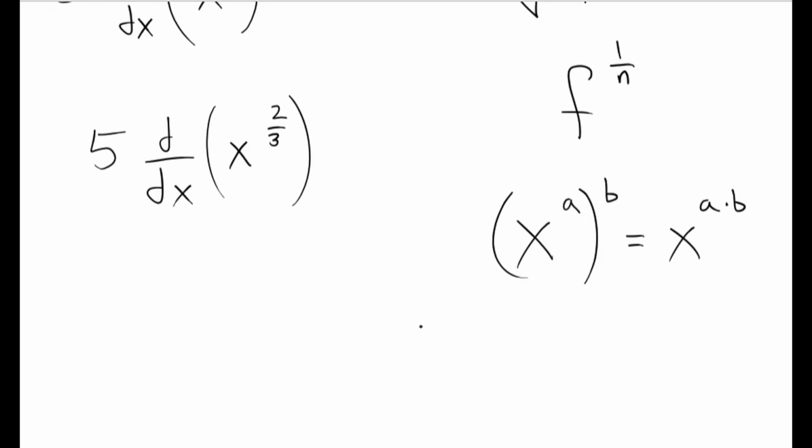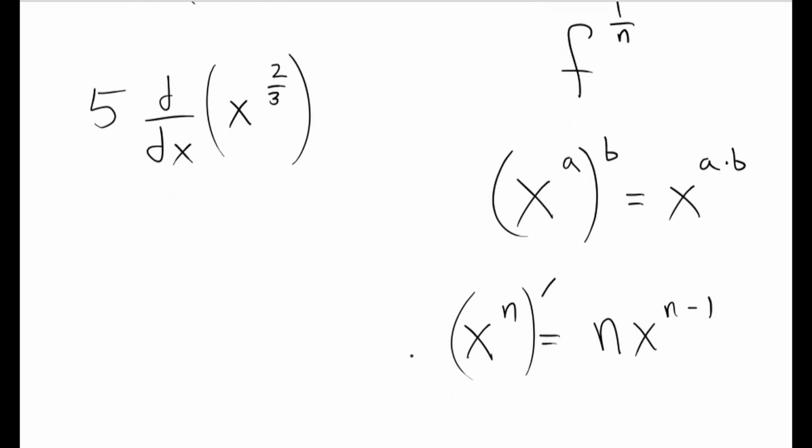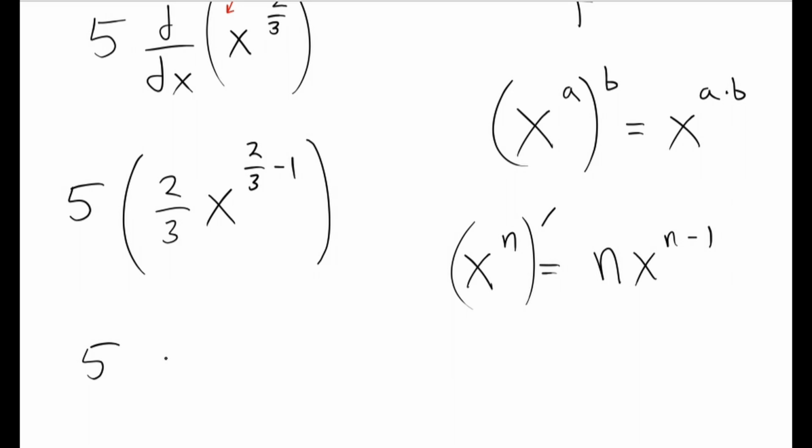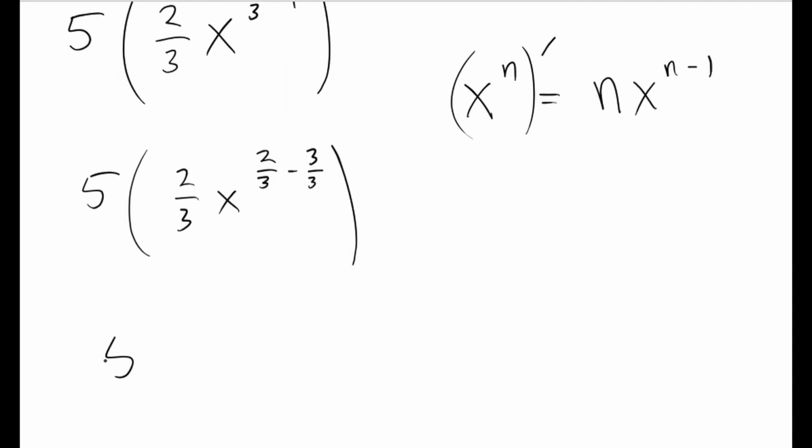So what's it going to become? We have to follow the rule that x to the n has a derivative of nx to the n minus 1. So following that rule, the 2/3 will now come down in front. And you would just subtract 1 from the 2/3. So we'll have this, and then 5 times 2/3 x to the negative 1/3.